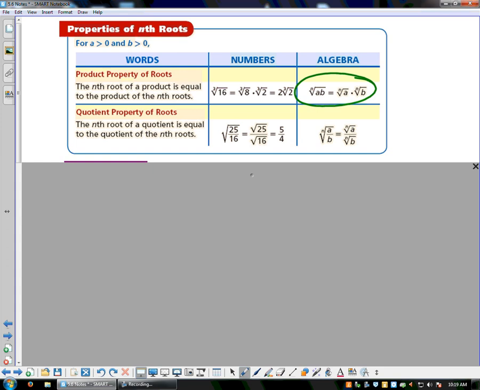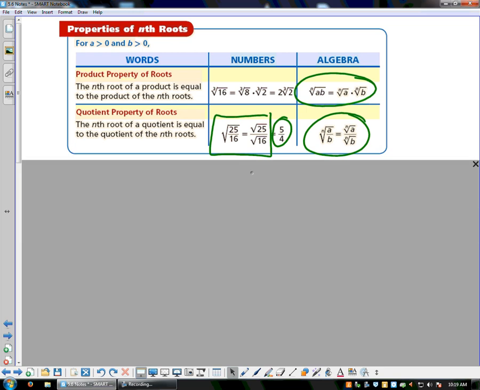The quotient property of roots says if you're dividing two numbers underneath a radical sign, it's okay to split them up and write them as two separate radicals like this. So square root of 25/16 is going to be equal to square root of 25 divided by square root of 16. And then we can evaluate each of those separately and get 5/4. In general, nth root of a over b is equal to the nth root of a divided by nth root of b.